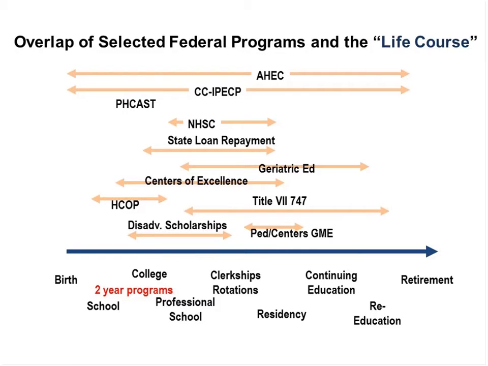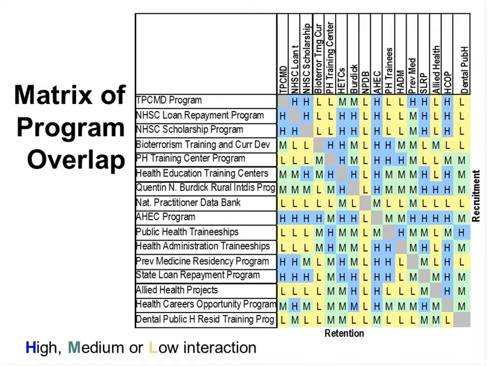If we look at the programs and how they overlap, this takes specific programs that are in HRSA and shows how they overlap with one another. This gives you an idea that we have a system that has many, many different programs and many different initiatives, not all of which really communicate very well with other programs and projects.